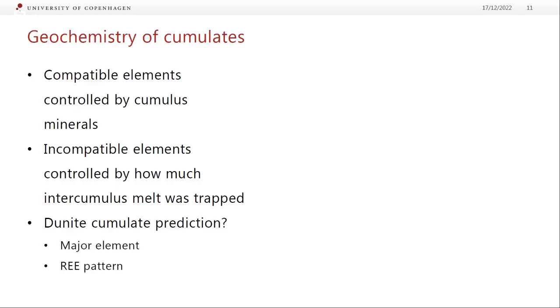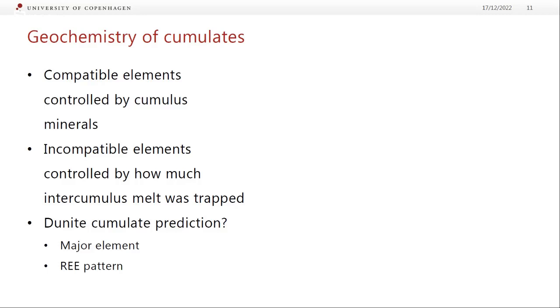Yeah, exactly. In terms of major elements, it should look very similar to olivine, right? Because if we have a dunite cumulate, it's going to be more than 70% olivine. So the major elements are going to be very close to olivine compositions. Does anyone want to try and predict what the rare earth element pattern is going to look like? I think maybe it would be sort of flat because none of the parts would be enriched or depleted.